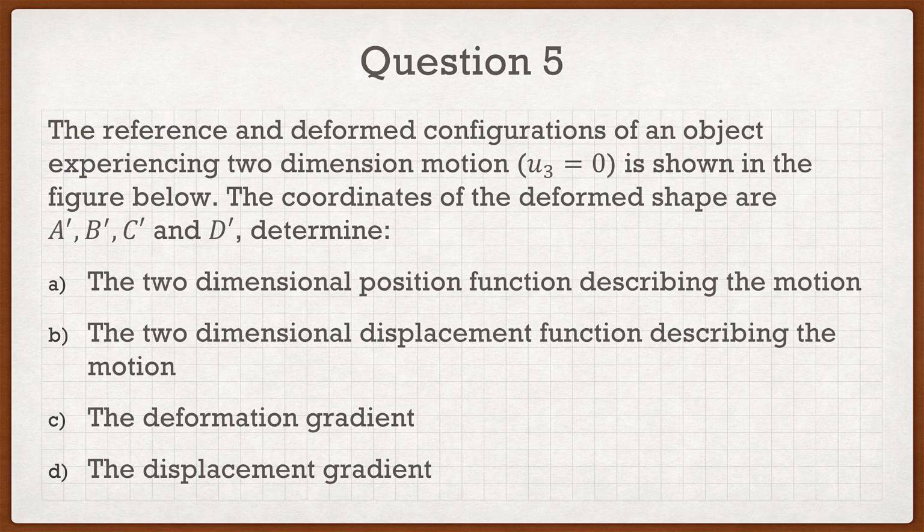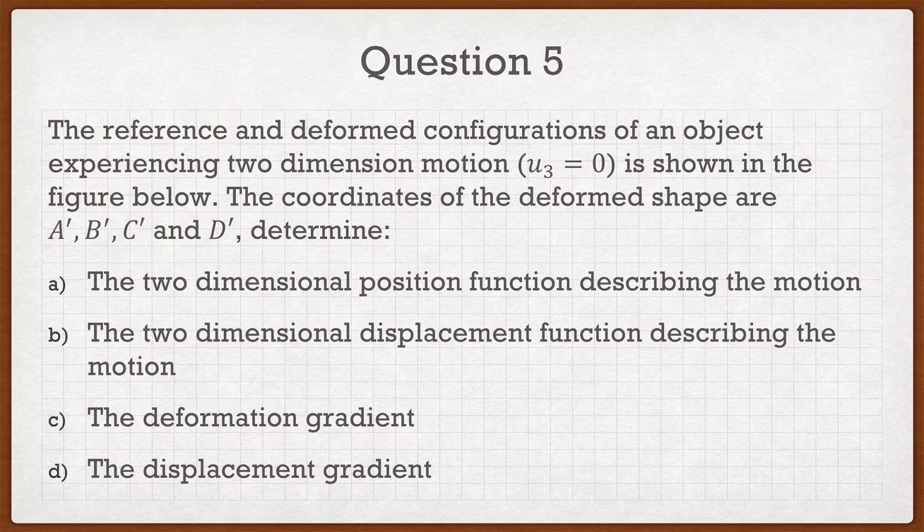functions. So question 5 states, the reference and deformed configurations of an object experiencing two-dimensional motion, so u3 is equal to 0, is shown in the figure below. And I don't have the figure, but you guys have the figure. You guys can see what's going on. And the coordinates of the deformed shape are a prime, b prime, c prime, and d prime. So what you guys will get is random coordinates for a prime, b prime, c prime, and d prime. And with that, it wants us to determine a, the two-dimensional position function describing the motion.